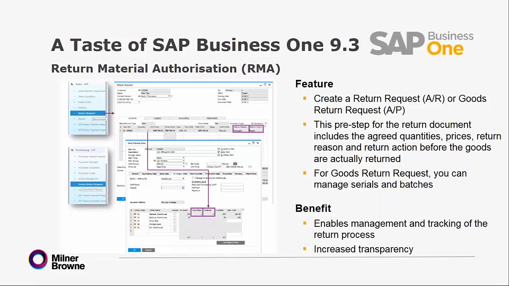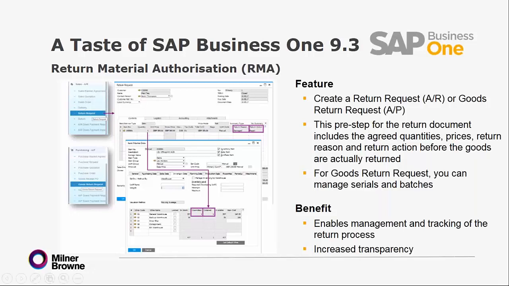You can make sure you've got details about reasons. It means also that you've got a number that you can give to the customer, and more importantly, some kind of document to accompany the goods, so that when they return the goods, it's not difficult to work out what it is, where it's come from and what needs to be done with it. So this really does enable you to better manage and track the return process.